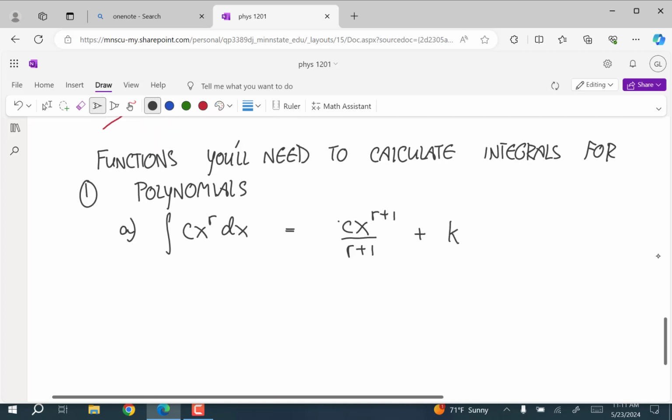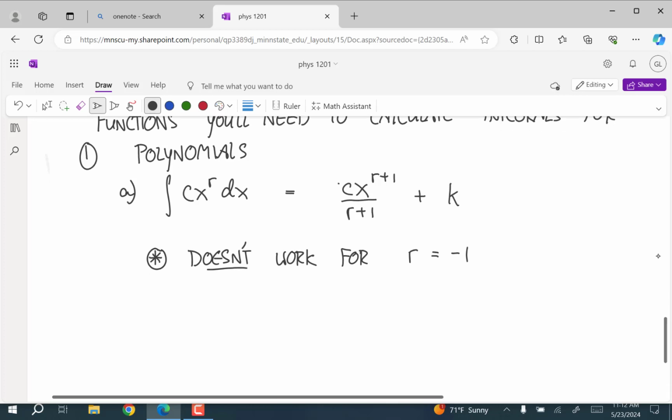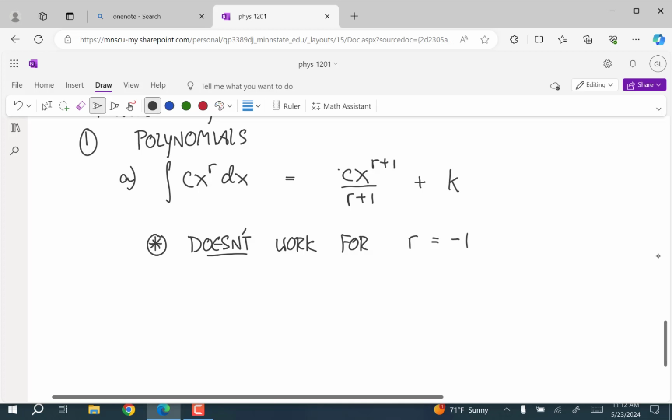But the key thing here is that it works for almost everything, but this doesn't work for r equal to -1. You're going to have to do something else when r is equal to -1. Okay, well, the second one is, what do you do if r is equal to -1?